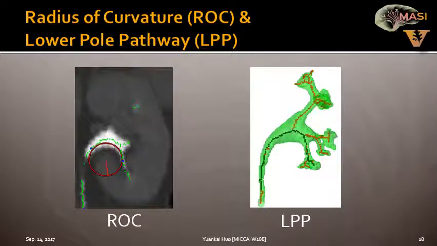Also, we can get the radius of curvature, which is the radius of the circle that can fit this green point, which is the path we can get into the most difficult situation of getting the kidney stone out. Also, in the same principle, if we connect those paths together, we can get the blue path on the right figure, which is the lower pole pathway, which can measure how long the path is and how difficult the surgery could be.